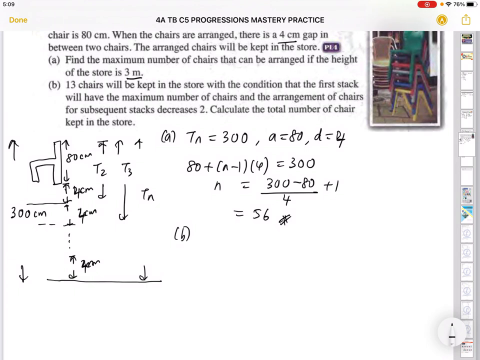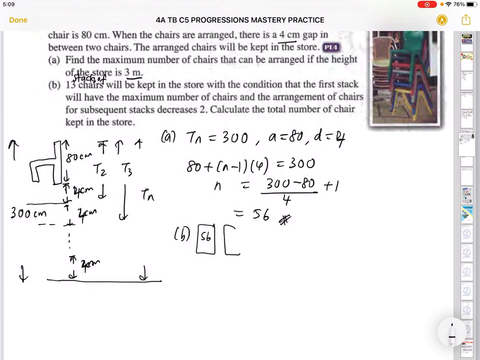Okay, now the second question, I think there's something wrong in the question. I think they missed out the word stack. 13 stacks of chairs to be kept in the storeroom with the condition that the first stack will have a maximum number of chairs. Now we already know the maximum number of chairs that we have is 56 per stack. Okay, so let's say this is the stack 56.